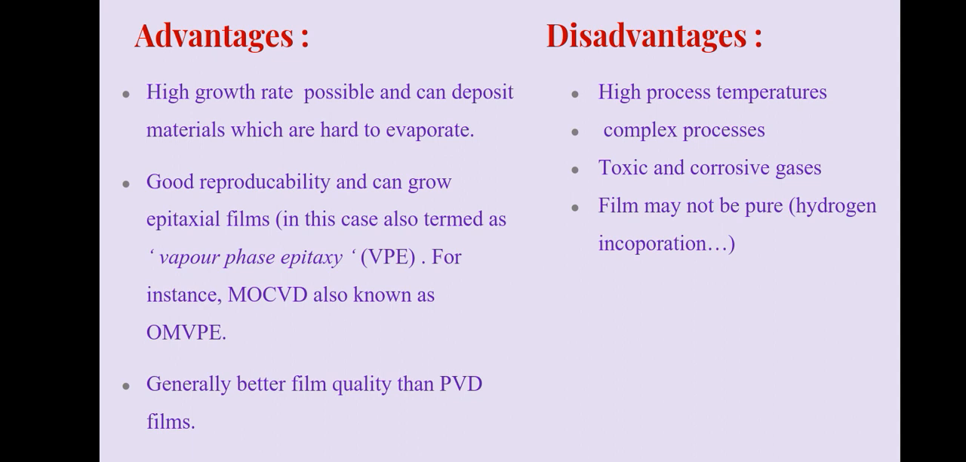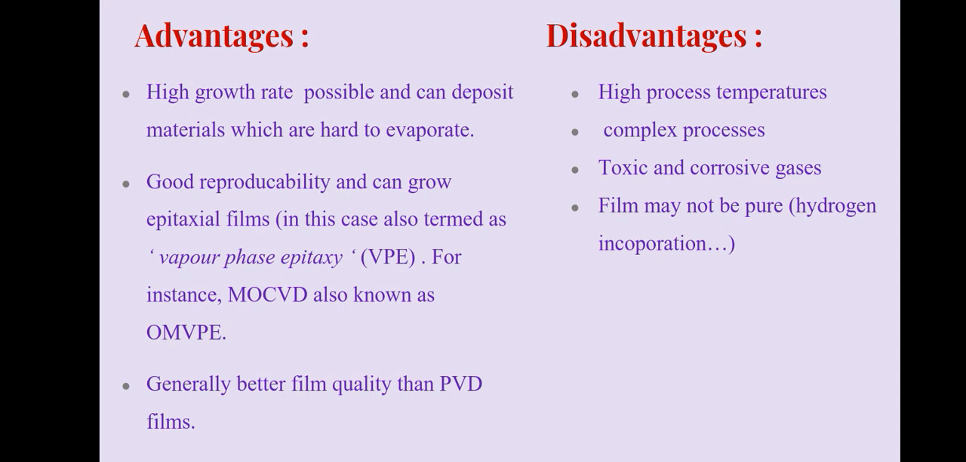Next is the advantages and disadvantages of chemical vapor deposition. The advantages of CVD are high growth rate possible, it can deposit materials which are hard to evaporate, good reproducibility, and it can grow epitaxial films. For instance, metallo-organic CVD, also known as organometallic VPE, generally gives better film quality than PVD films. Disadvantages are that a high process temperature is used.